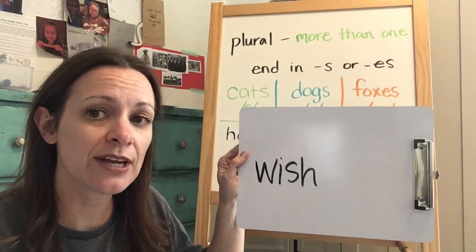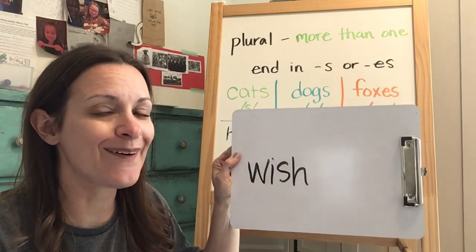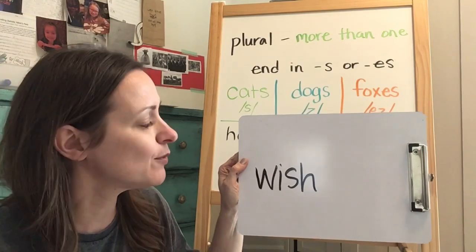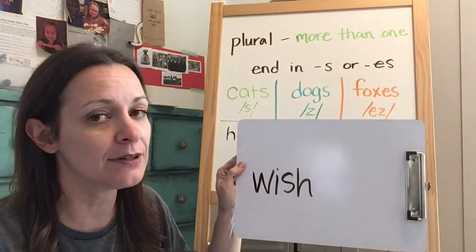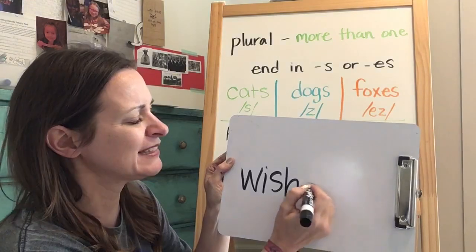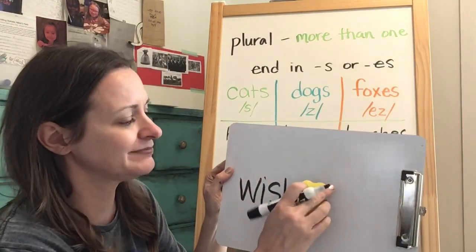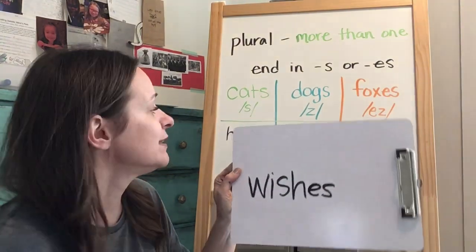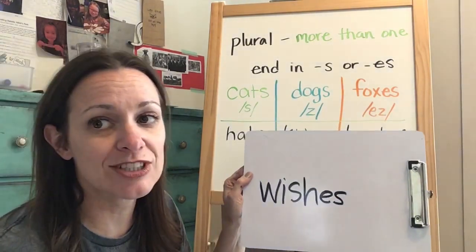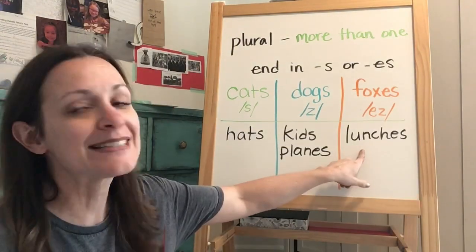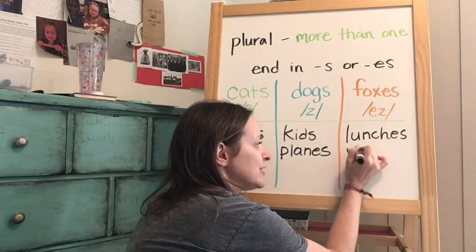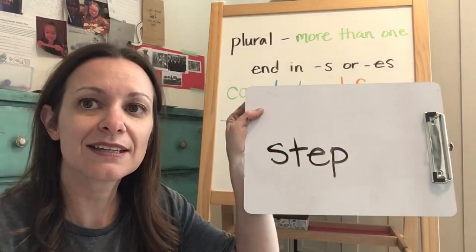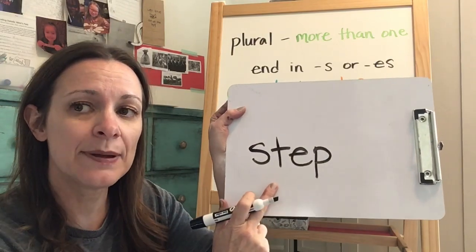Now we have wish. One wish, but we know that a genie will grant us three wishes. So we want more than one. We want this to be plural. So we're going to add our ES. It can't be wishs, that's not going to flow off our tongue. Wishes. What is our ES making when we say wishes? It's making our "ez" sound. So we would write wishes right underneath lunches.